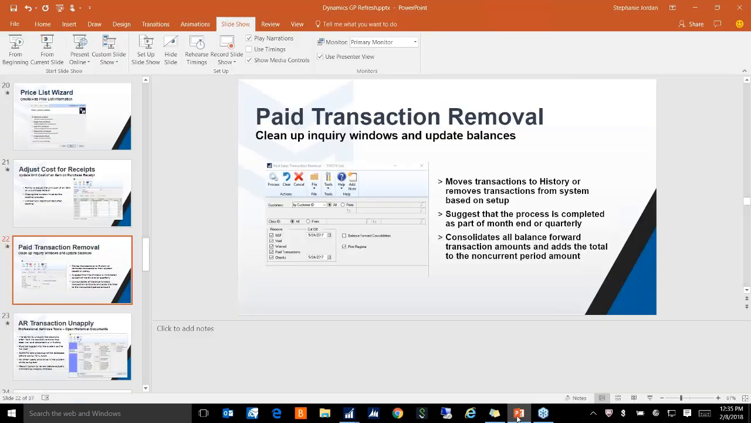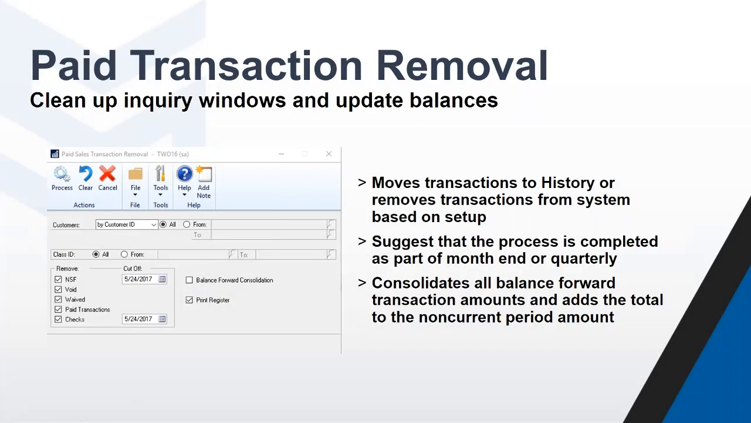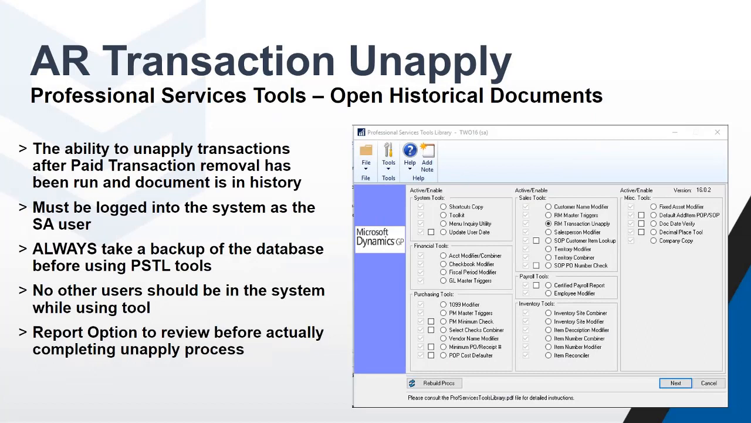On the flip side of that, because some folks are going to say, well, Stephanie, what happens if 6 months down the line, I get an NSF check or something? Microsoft built a tool inside of that PSTL that allows you to open historical documents or unapply them. So if you've got things in history that were fully applied, there is a tool in there that we can go in and unapply it so it pushes everything back to open. So, you find out 6 months later you put an invoice completely in wrong, and for some reason you have to fix it, we can unapply it. We can fix that for you.